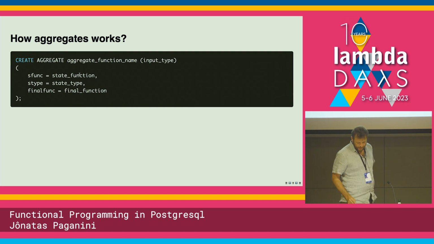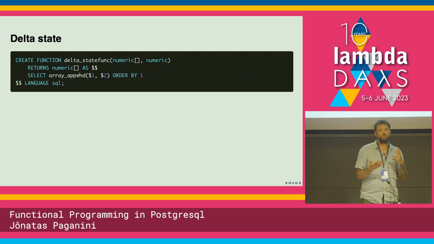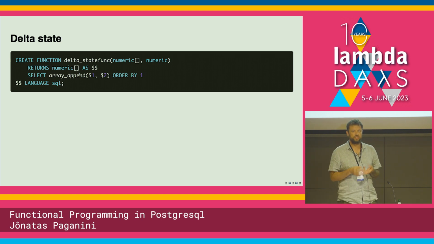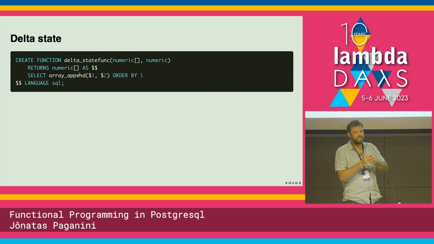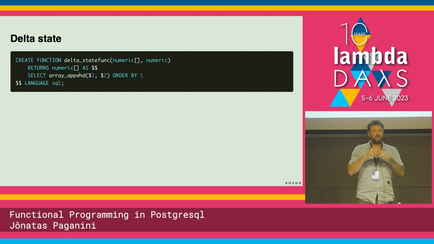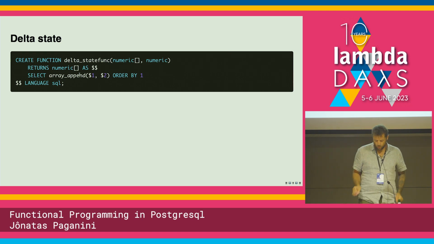So in this example, I'm going to show the delta that was the previous example, but just using plain Postgres here, just to clarify how it works behind the scenes. Because in the end, we are just implementing custom aggregates for custom types, and then that's how we map it.